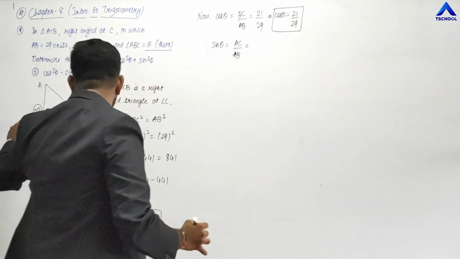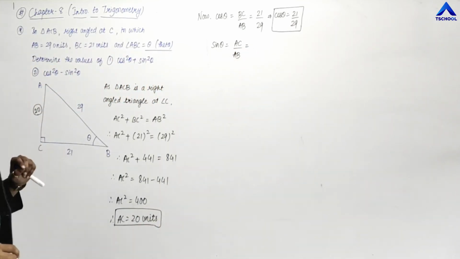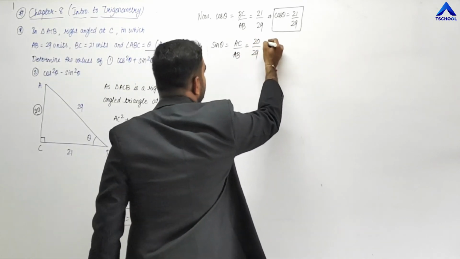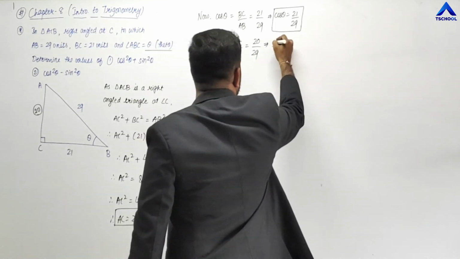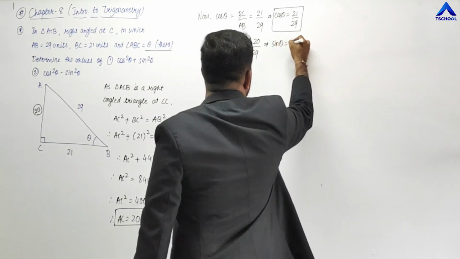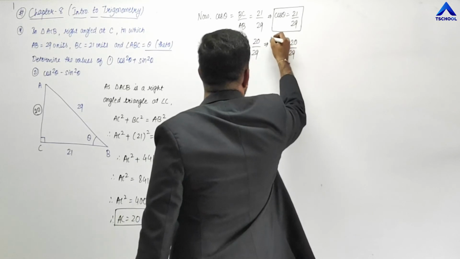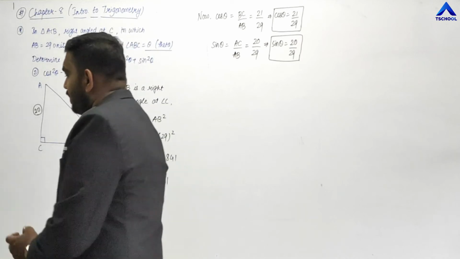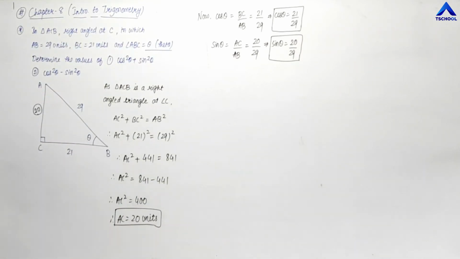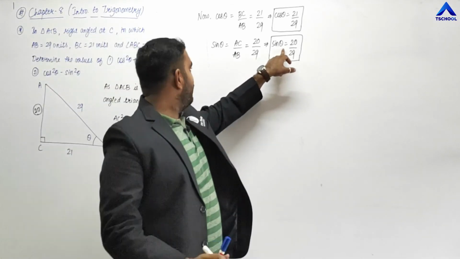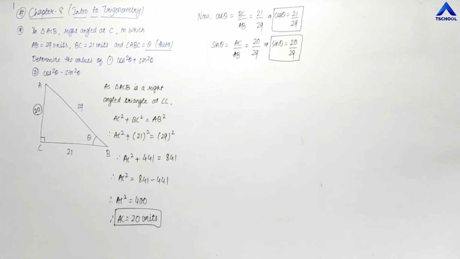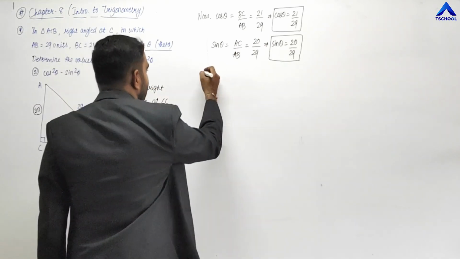So what is AC here that we have found out? 20 units. So that is AC equals to 20 divided by hypotenuse, that is 29. So finally we get the ratio sin theta is equals to 20 upon 29, right? So we got these two ratios here, sin theta and cos theta. So the ratio of sin theta is 20 upon 29 and the ratio of cos theta is 21 upon 29. Now let us find out the values here.